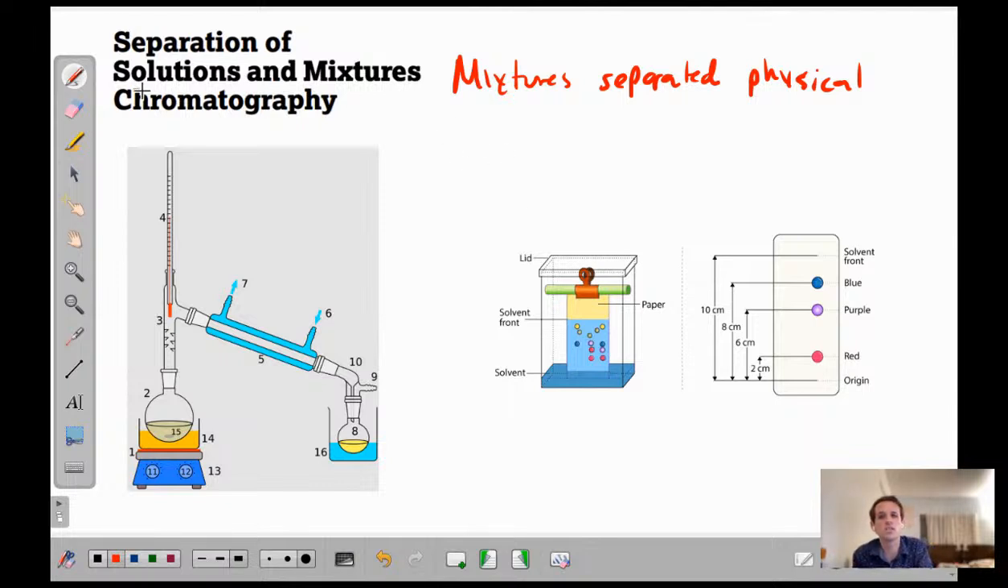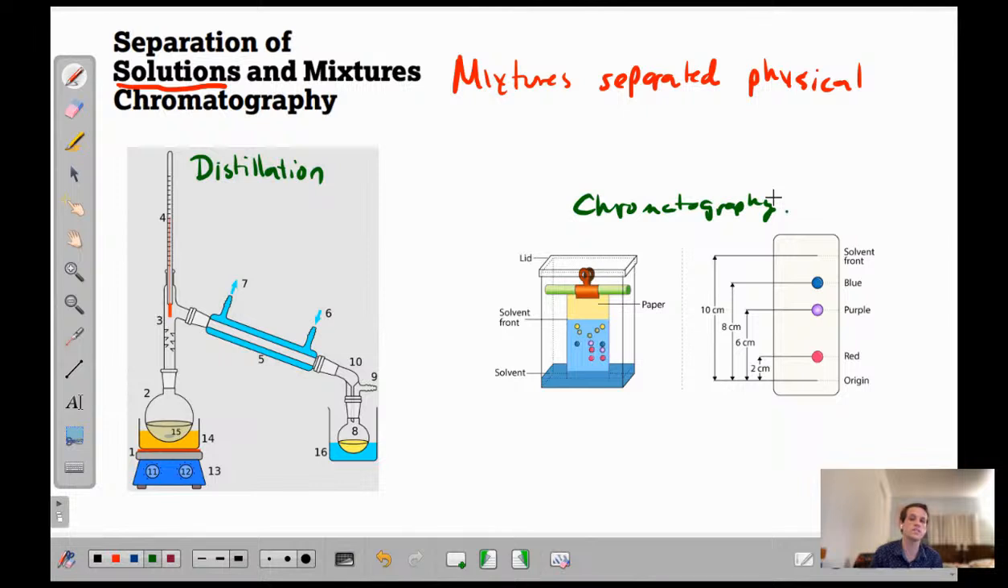But for solutions, which are homogeneous, you cannot use filtration because it's all evenly spread out. You would need a filter with pores the size of atoms, which, I don't know, maybe it does exist, but it's not going to typically exist in the laboratory. So we have these 2 main methods of separating mixtures. The first one's called distillation. The second one's called chromatography. And they both rely on the idea that there are different physical properties in the 2 substances you're trying to separate.